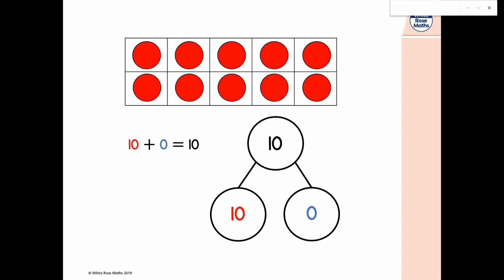Now, let's make some changes to the 10 frame. If we flipped one over, now we can see we have 9 red counters and 1 blue. We can see that 9 plus 1 equals 10. Let's keep going. Let's flip another one. Can you guess what goes in the parts of the part whole? How many red? 8. How many blue? 2. 8 plus 2 equals 10. And on we go.